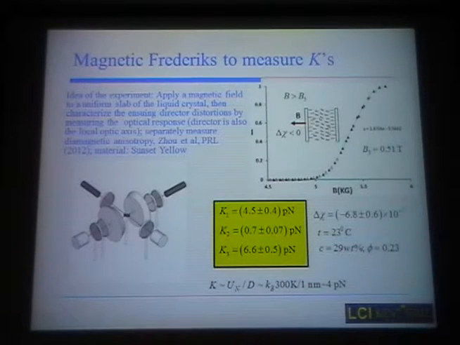Now, who can tell me what would be the normal expectation for the value of the elastic constant in a nematic liquid crystal? What would be the guesstimate? What would you expect? I show that it's about 1 piconewton to 10 piconewtons. Why is that?